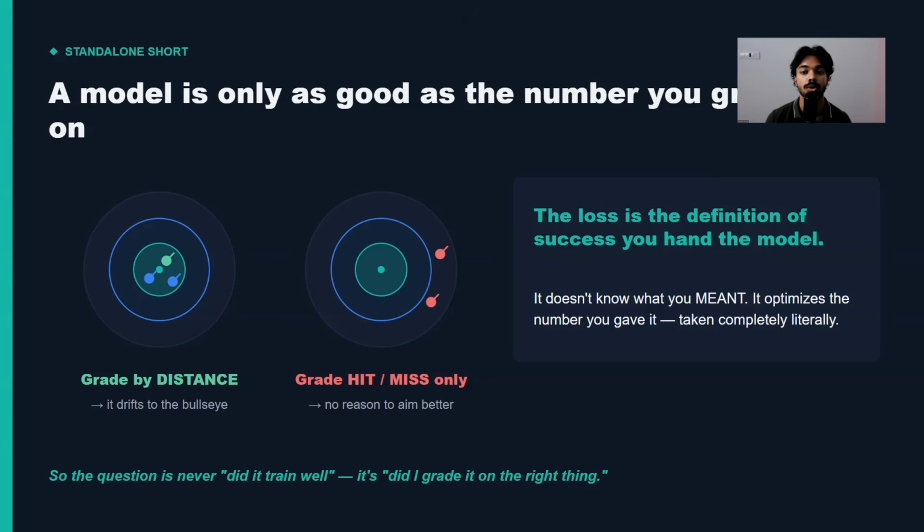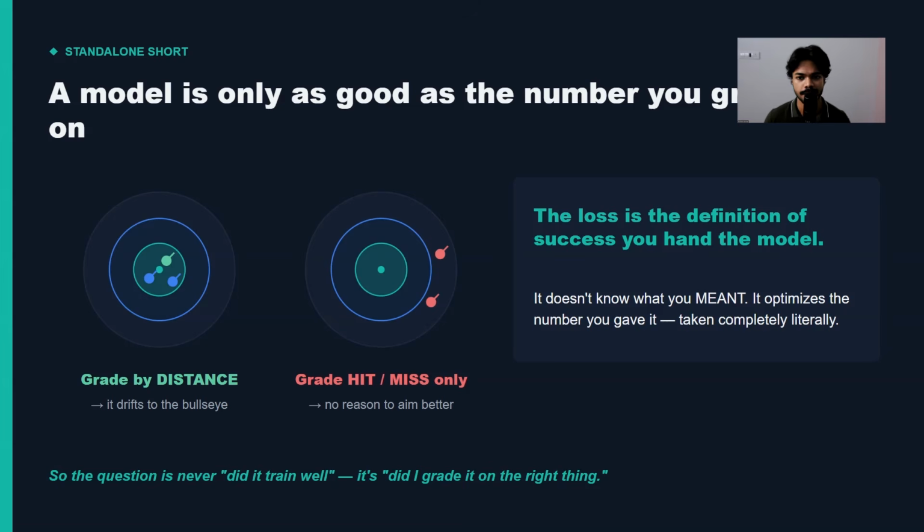And that's the whole danger of a loss function. It is a definition of success you hand the model. The model doesn't know what you mean. It optimizes the number you actually gave it, taken completely literally. So the question is never just, did my model train well? It's, did I grade it on the right thing? Because it will get exactly as good as that number and not one bit better.